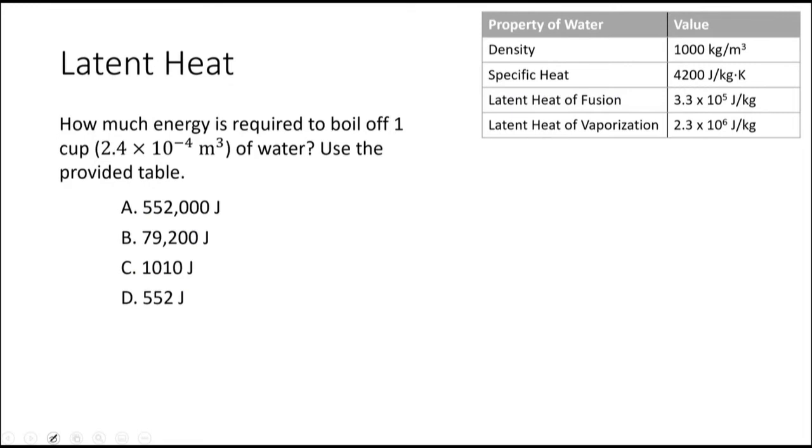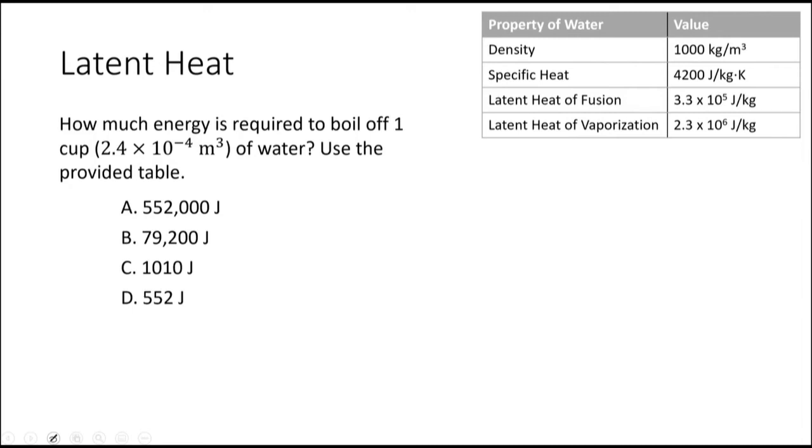Okay, let's do one more latent heat example. This one's more of a calculation. So we want to know how much energy is required to boil off 1 cup, and I've given you the volume of 1 cup of water here. It's 2.4 times 10 to the negative 4 meters cubed, and you're going to need to use the values provided in the table here.